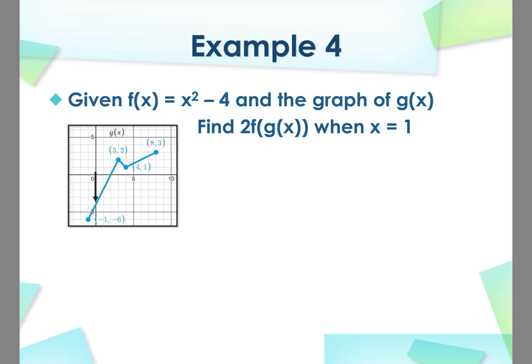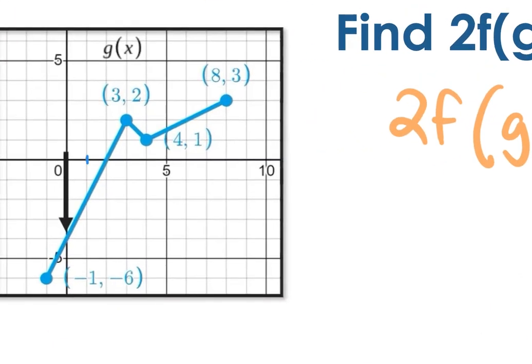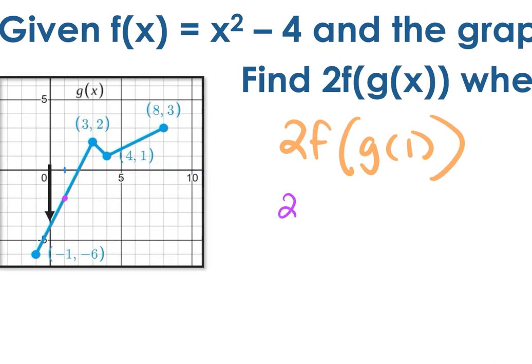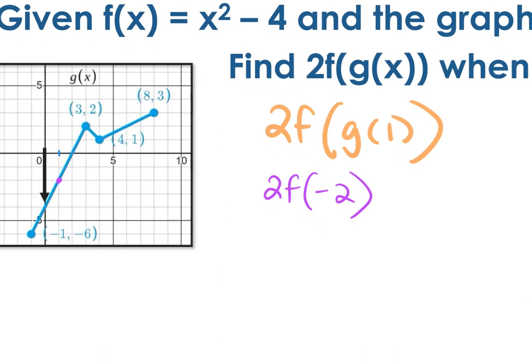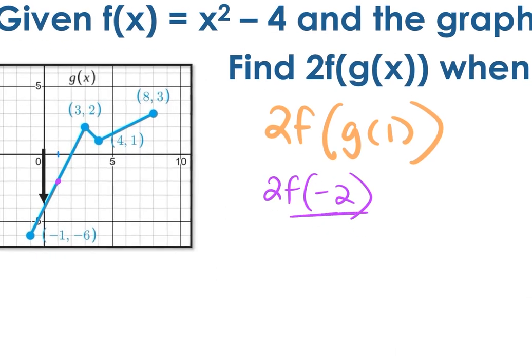Now we get an equation with a graph. So it says, given f of x equals x squared minus 4 and the graph of g of x, find 2 times f of g of x when x is 1. So take the 1, plug it in for the x. This is saying 2f of g of 1. For g, I use what? The graph or the equation? The graph. So I go to where x is 1 on the graph. I find the corresponding y, which would be negative 2. Then I have 2f of negative 2, because g of 1 is negative 2. And I'm going to find this first, and then I'm going to multiply it times 2.